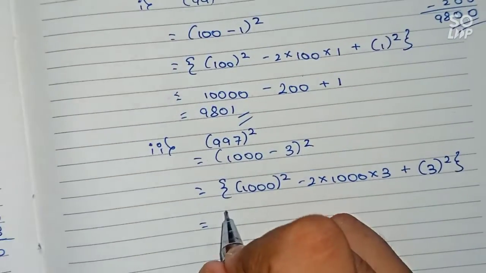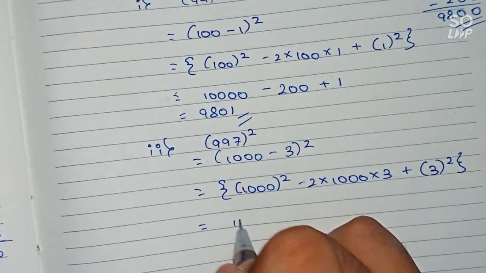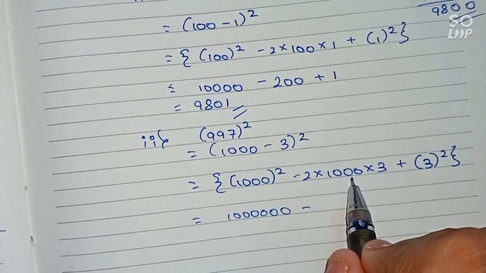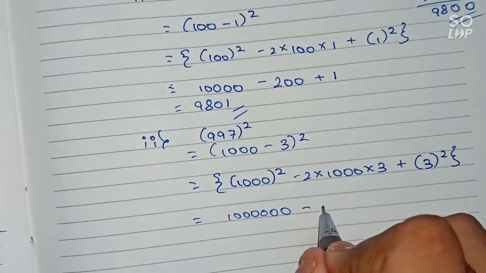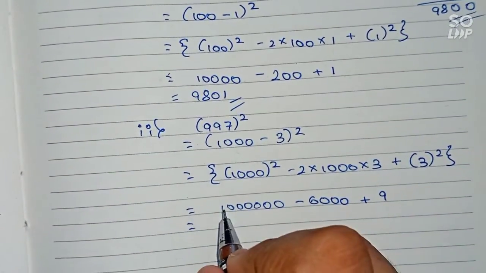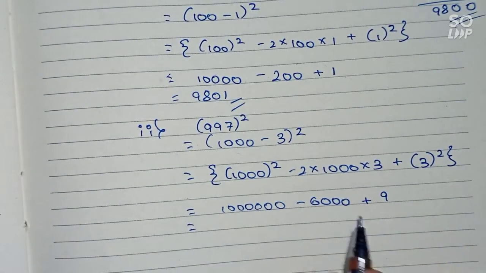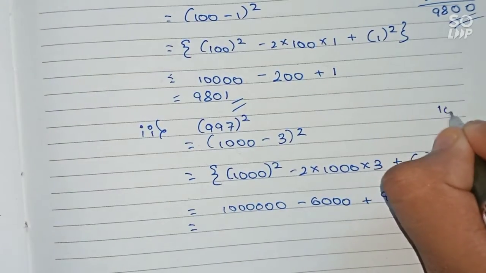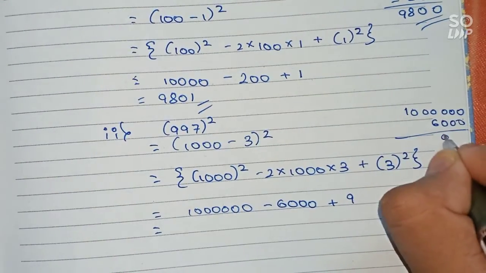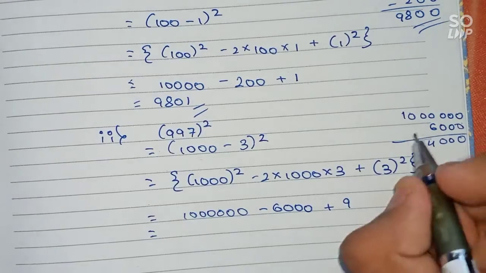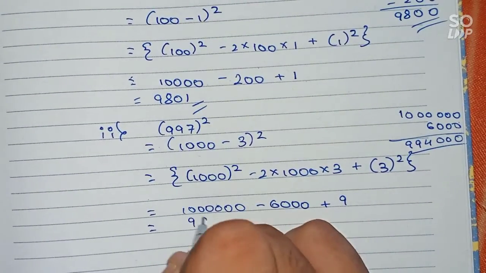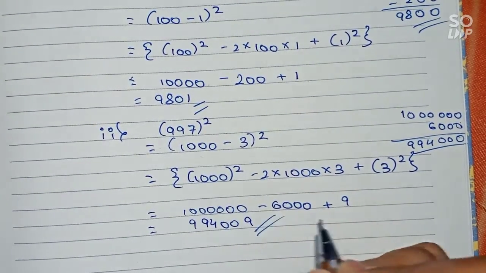Close bracket. So here also the number of zeros will be doubled. So 1,000,000 minus 2 into 1000, which is 2000 multiplied by 3, that means 2 into 3 is 6, so minus 6000, plus 3 to the power 2 is equal to 9. So now 6000 will be subtracted and 9 will be added. So 1,000,000 minus 6000 comes to 994,000. With this number we have to add plus 9, so 994009. So this will be the final answer for this question.